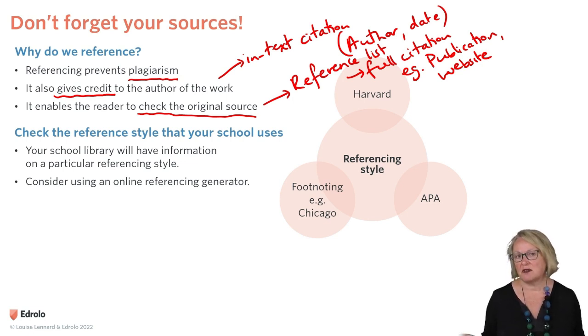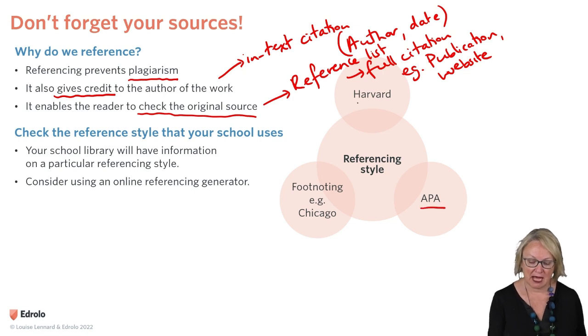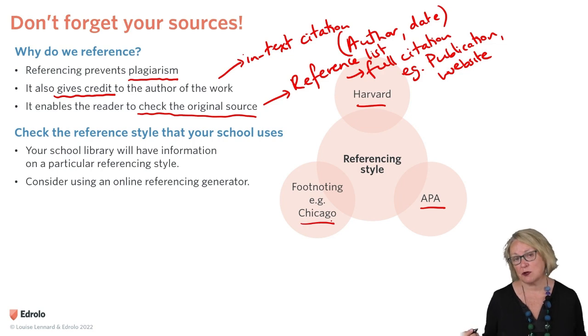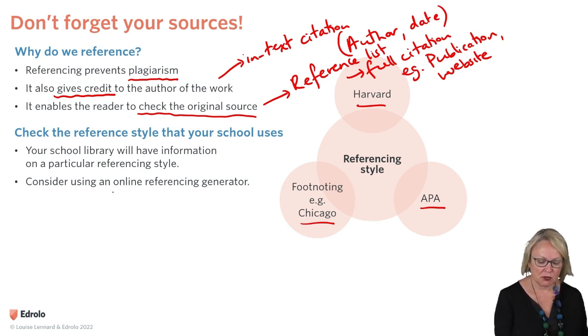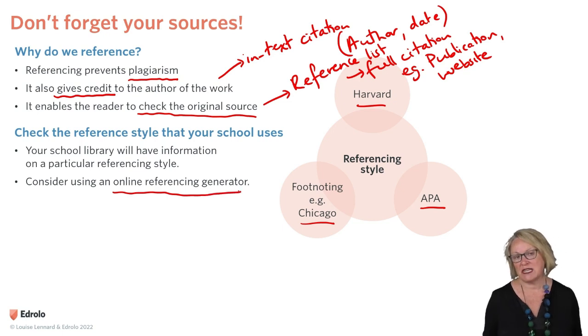Check the reference style that your school uses. Some common referencing styles include APA, Harvard, and then other styles like Chicago, but your school will have a referencing style, and your library is very likely to have guides on how to follow one of these styles. There's also online referencing generators, which are often freely available and which will help you put your references in a particular style so that they're all consistent.